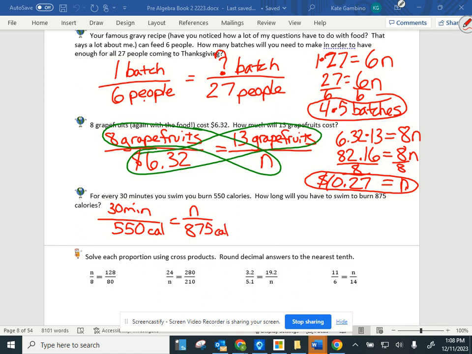So how do I set up my cross products? Fiona? 875 times 30, and then 550. What is 875 times 30? 26,250. That equals the 550n, so I want to divide by my 550. What is 26,250 divided by 550?